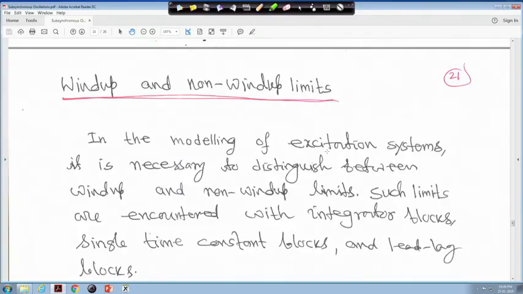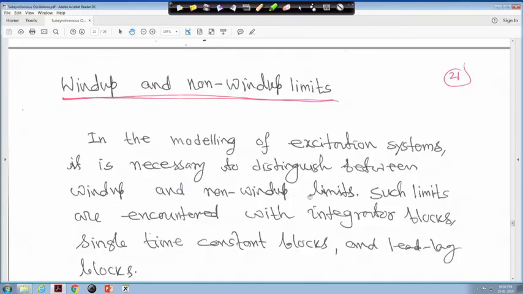So, for example, Windup and non-Windup limits. In the modeling of the excitation system, it is necessary to distinguish between Windup and non-Windup limits. Although for the excitation part we have no time to model it, we could not touch it; we have only talked a little bit about it.